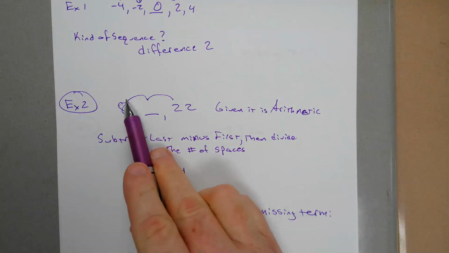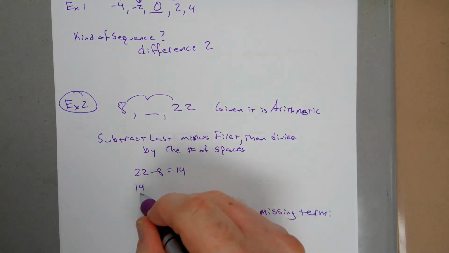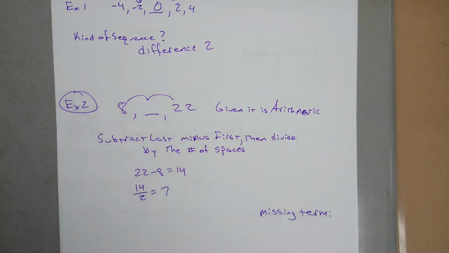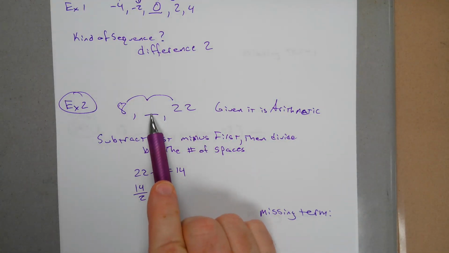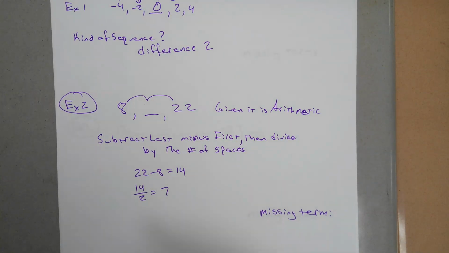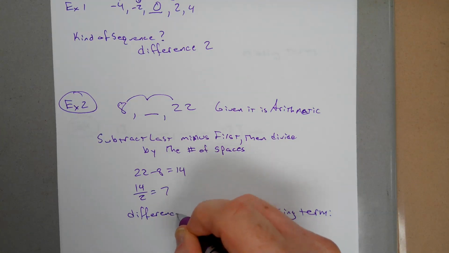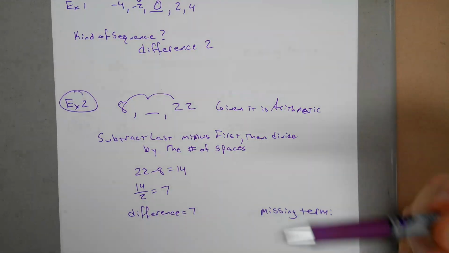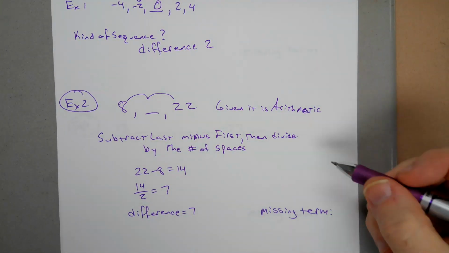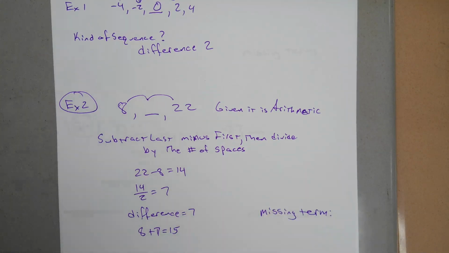Then it's 2 moves. It's 2 spaces. So 14 divided by 2 is 7. Now, that number is not the one that's going to go in the blank here. This number is actually the common difference. And because that's positive 7, that tells me I'm going to be adding. So 8 plus 7 is 15.